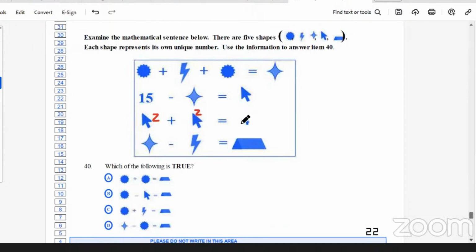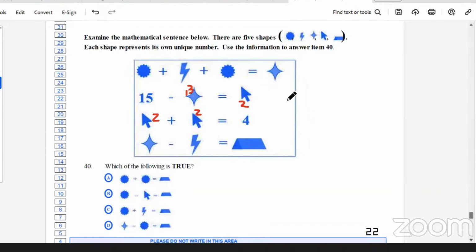Right? So 2 plus 2 is 4. But let's look at this one too. Since we know that this is 2, 15 minus something gives you 2. What is 15 minus? That would be 13. Okay, so that's 13. But do we really need to do all of this?